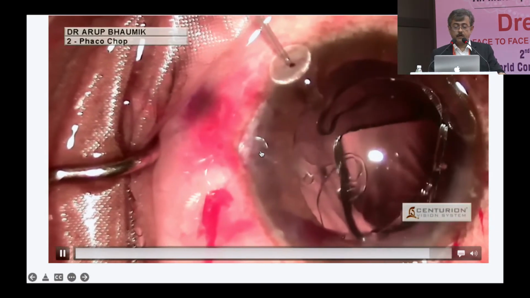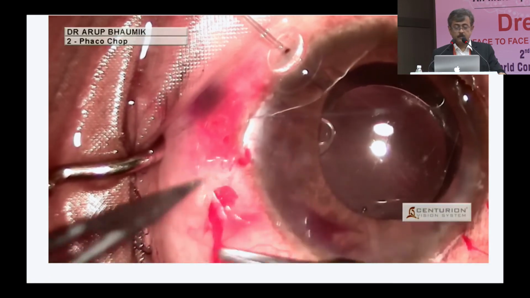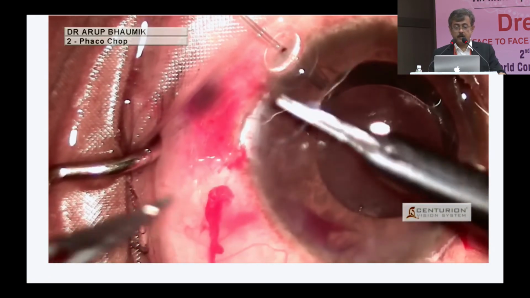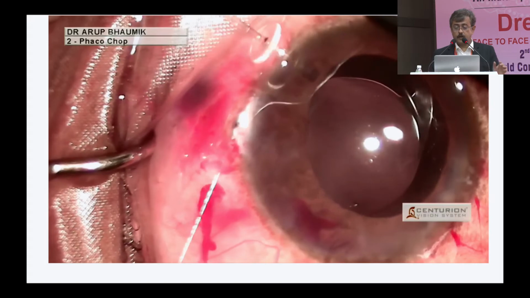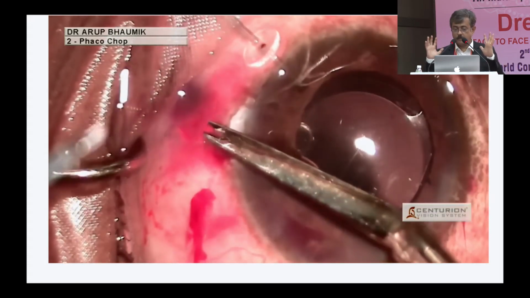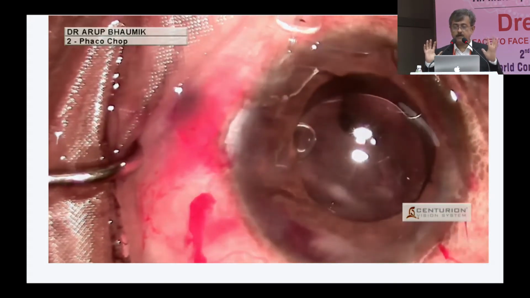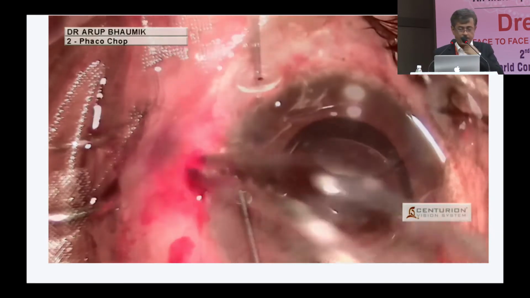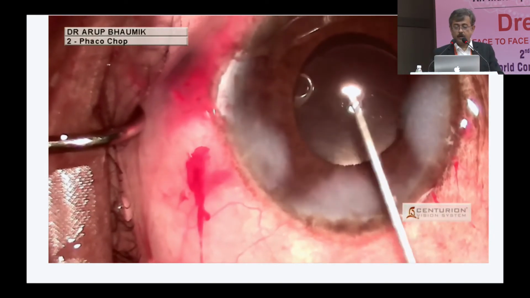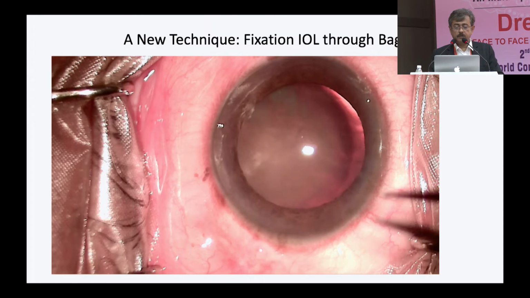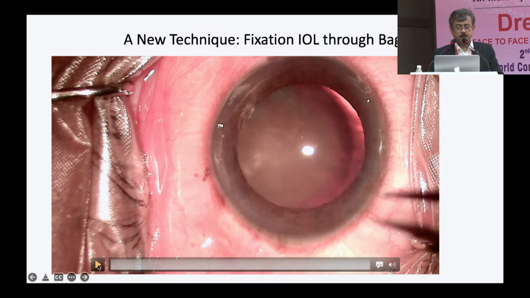I put the lens into the bag before tying and after the tie, so that I have a rough idea how much I tie, and it gives a better centration of the IOL. So I'm just removing this. New cases, my new thought.